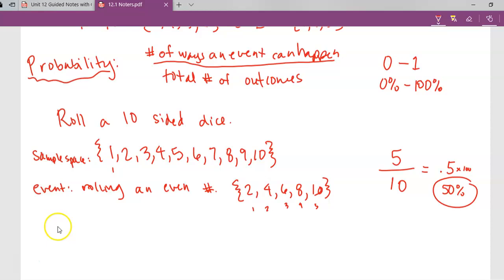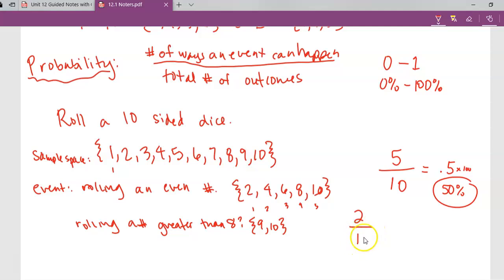Okay. So what if my event were rolling a number greater than 8? Okay. How many numbers are greater than 8? Just 2 of them, right? So there are 2 ways that event can happen out of 10 total possible outcomes of rolling a 10-sided die. So that would be 2/10, which would be 0.2, which would be 20%, a 20% chance.